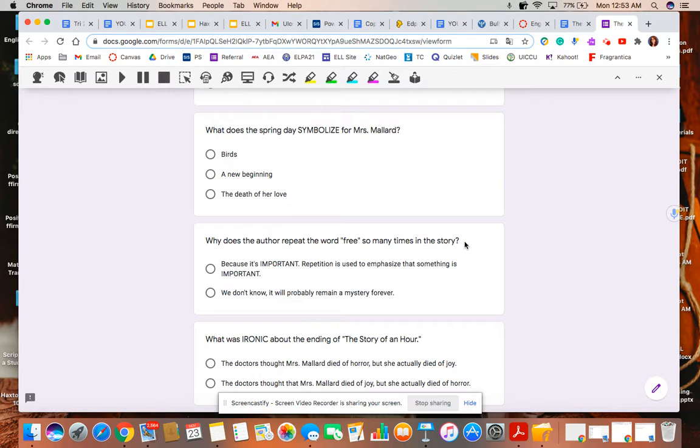The next question is, why does the author repeat the word free so many times in the story? Is it because it's important? Repetition is used to emphasize that something is important? Or we don't know. It will probably remain a mystery forever.